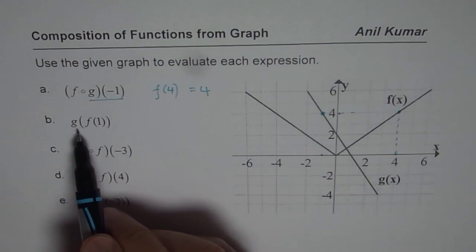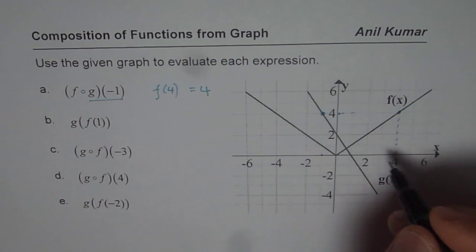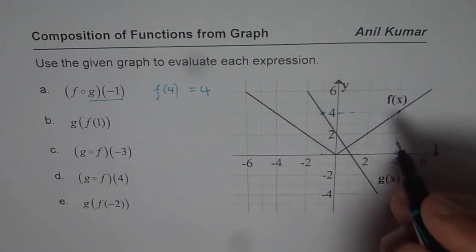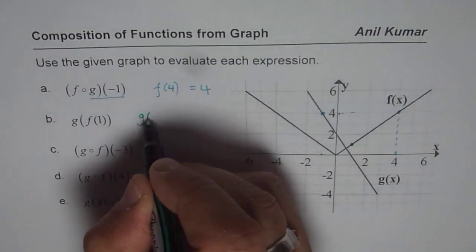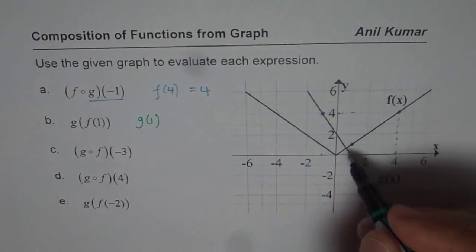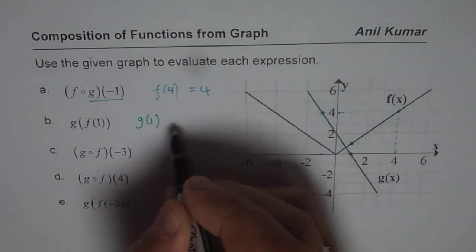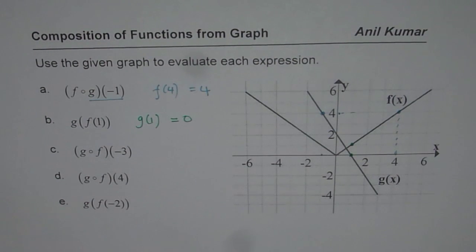This time we'll do g of f of 1, right? So in this particular case, first find f of 1. That means f is this absolute function. At 1, it is 1, right? So f of 1 is 1. So let me write this as g of 1. G of 1 is a straight line. So at 1, the value is 0. So g of 1 is 0. Do you get the point? So first find the inside function, then the outside function to evaluate, correct?